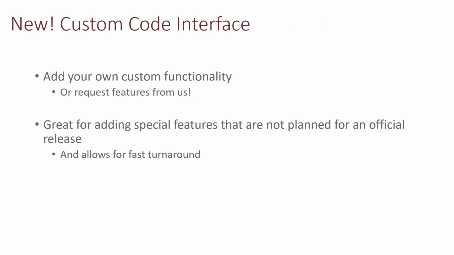Okay, so let's take a look at how we did that. The way that we've enabled this is to add some new functionality to FormsViewer to allow you to write custom code that interacts with FormsViewer. So this new custom code interface allows you to add your own functionality. We're also happy to take requests to add functionality for you. And it's especially good for adding features that we're not planning to add to FormsViewer in the near future. And it allows you to add them pretty quickly.